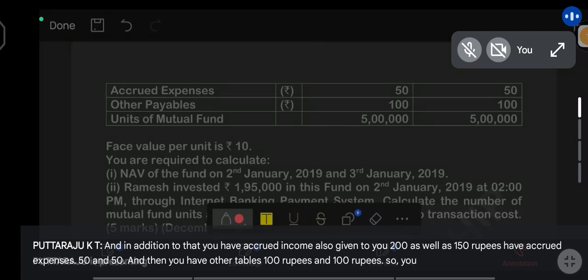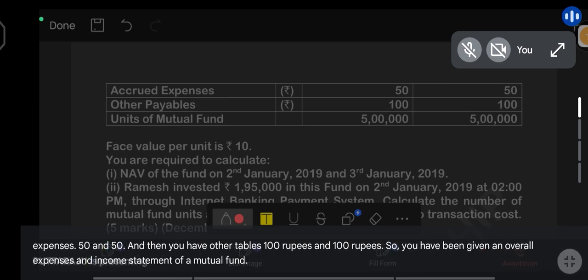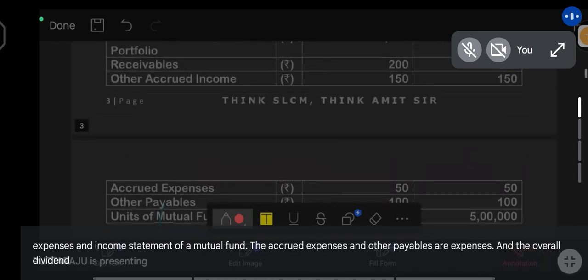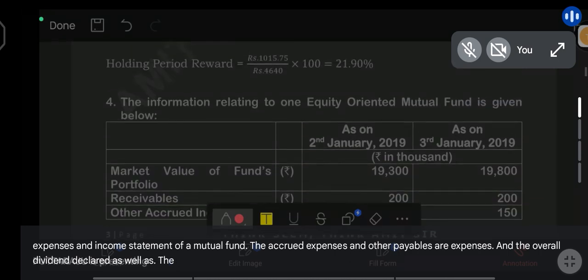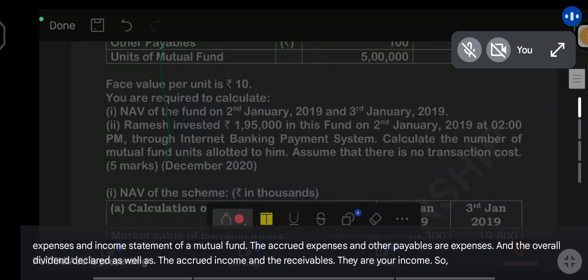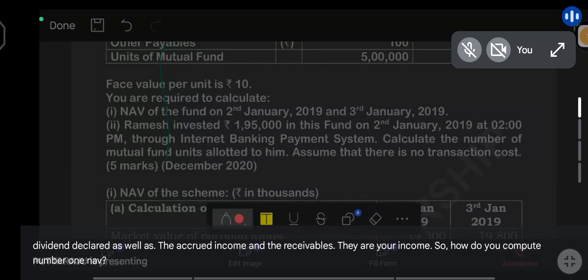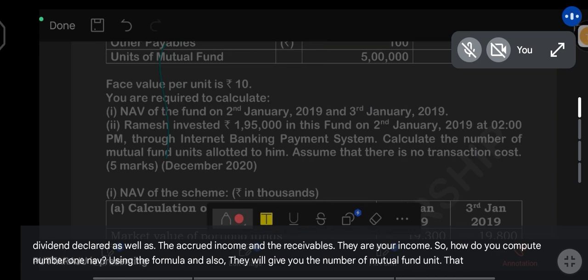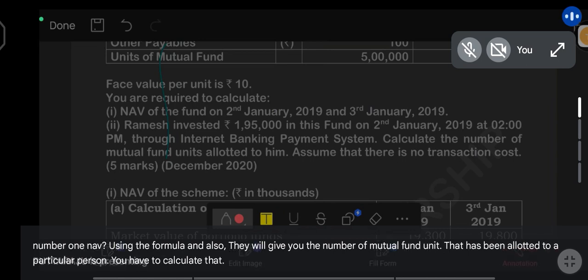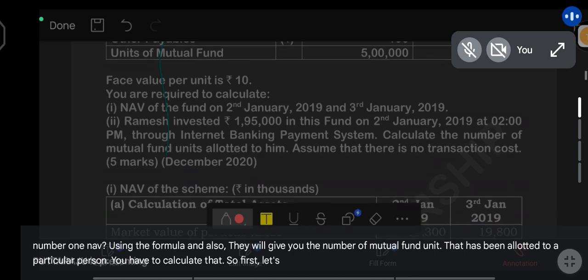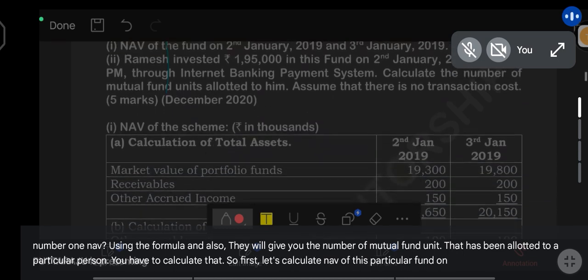So you have been given an overall expenses and income statement of a mutual fund. The accrued expenses and other payables are expenses, and the overall dividend declared as well as the accrued income and the receivables, they are your income. So how do you compute, number one, NAV using the formula, and also they will give you the number of mutual fund units that has been allotted to a particular person. You have to calculate that also. So first, let's calculate NAV of this particular fund on the 2 different dates given to you.